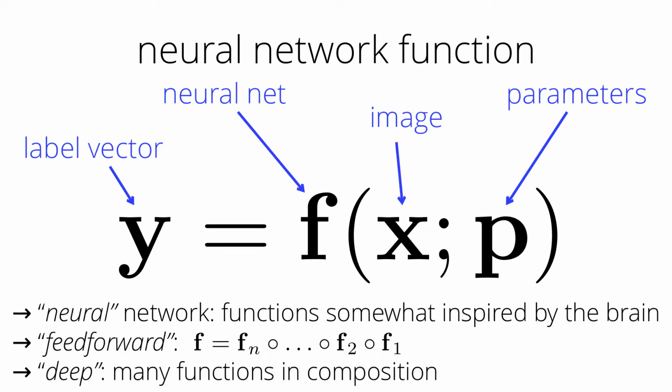So I'll go over some terminology here. The reason it's called a neural network is because these functions were originally somewhat inspired by how the brain was thought to work, but nowadays that connection is pretty loose. A feed-forward neural network is when the function f consists of a composition of functions, so that the input x is processed sequentially until you arrive at the output. And a deep neural network is when there are many functions in this composition. Deep is not really a precise term, but most of the neural networks that people are using these days can be considered deep.